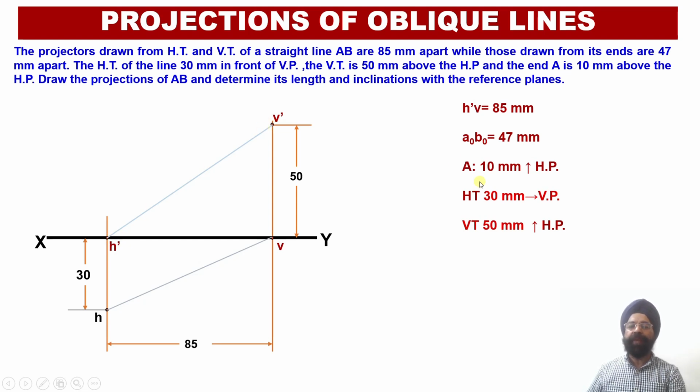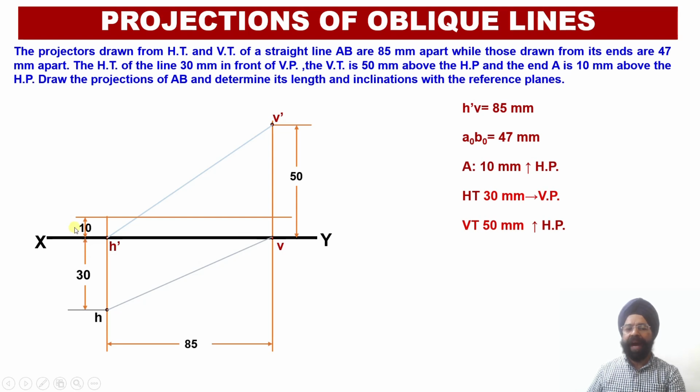Now another information I have with me is that point A is lying at a distance of 10 millimeter above the horizontal plane. So I can mark the position of the point A dash 10 millimeter above the horizontal plane. So I have marked this distance. This horizontal locus line I have drawn over here at a distance of 10 millimeter from the XY reference line or the horizontal plane.